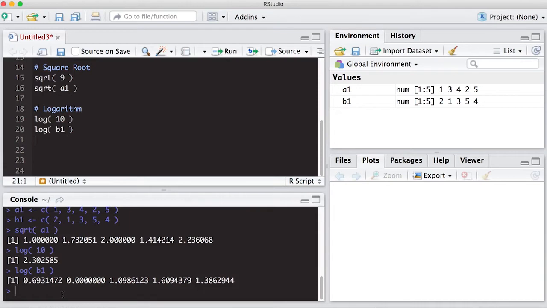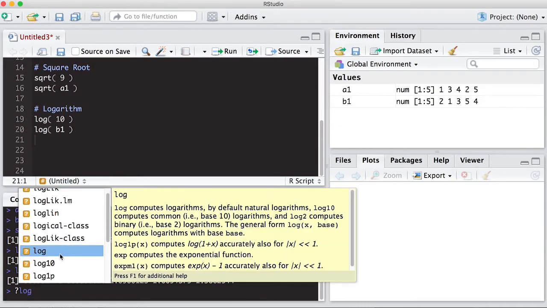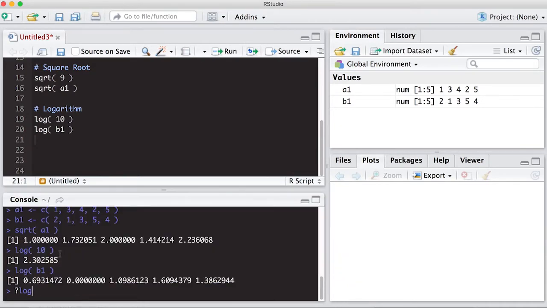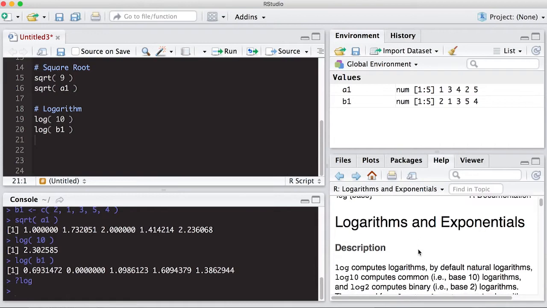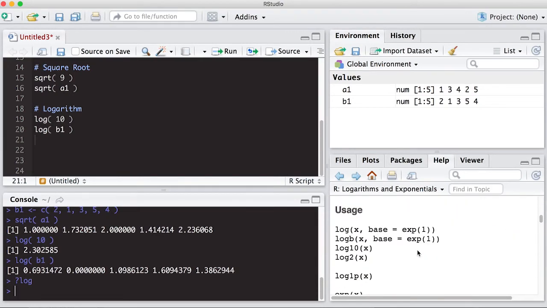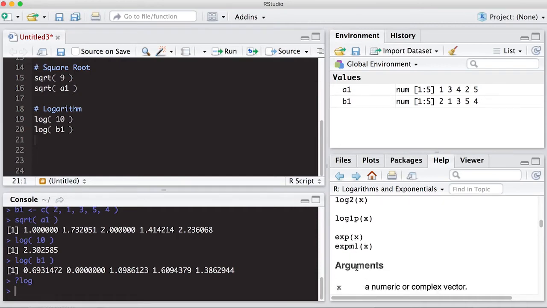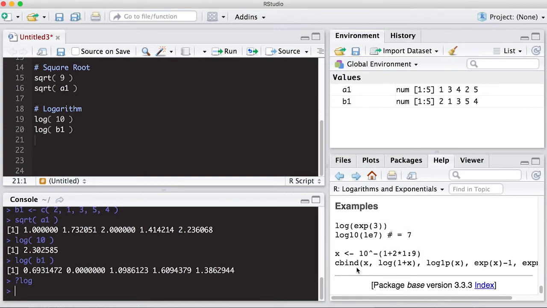If I really want to change the base, I can put in a question mark and log, because what I want you to see is that you can actually change the base on these. So there's two versions. Here, log is going to be the natural log, log base e is what I would call it. There's log10, log2, log1p as well. So if you're interested in any of those, you can go look them up.